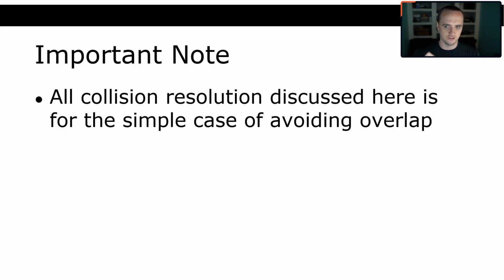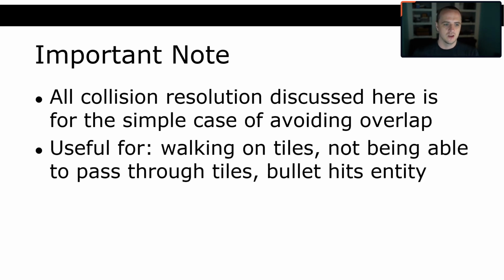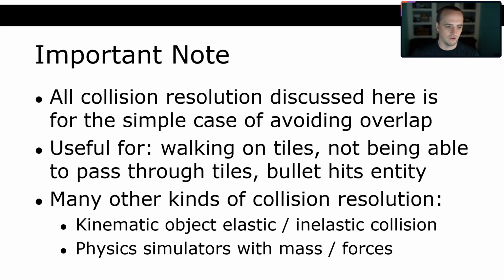So just an important note is that all the collision resolution that we discussed here is for the simple case of just avoiding overlap. It's useful for things like walking on tiles. So as we're walking on tiles, we want to move along, not being able to pass through tiles, bullets hit tiles, etc. There are many other kinds of collision resolution though. So there's kinematic, object, elastic, or inelastic collisions where things could bounce. There's physics simulators with mass and forces.